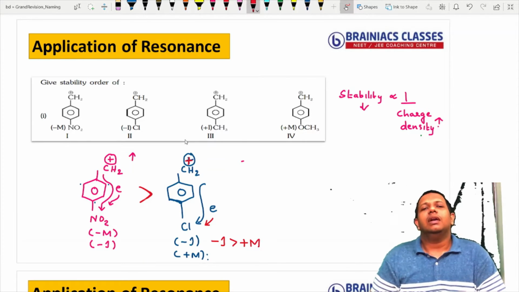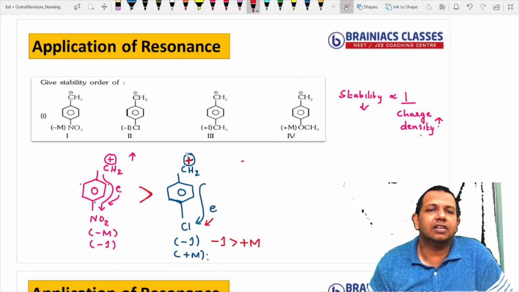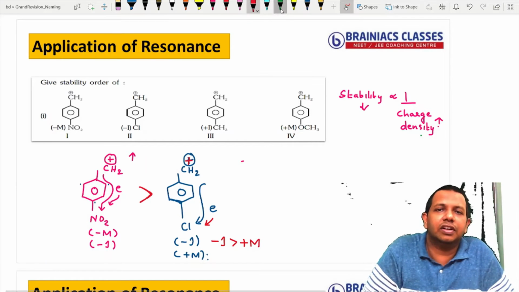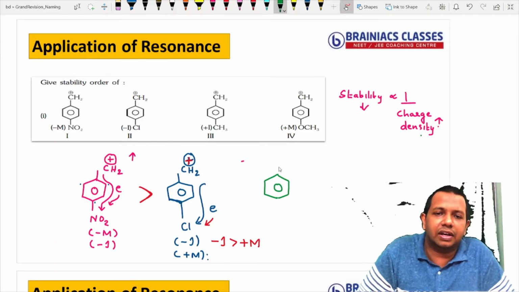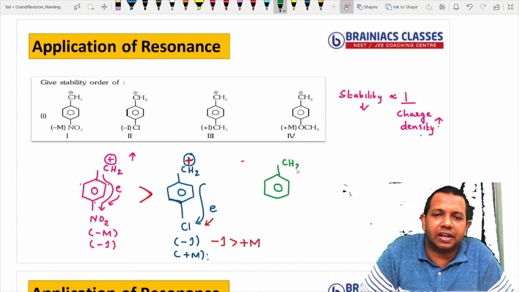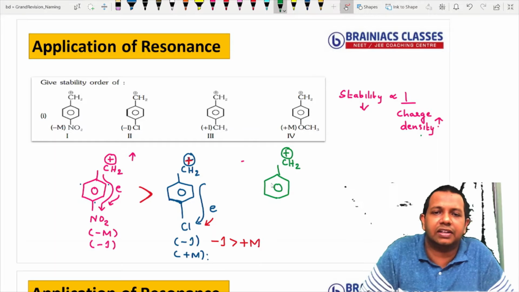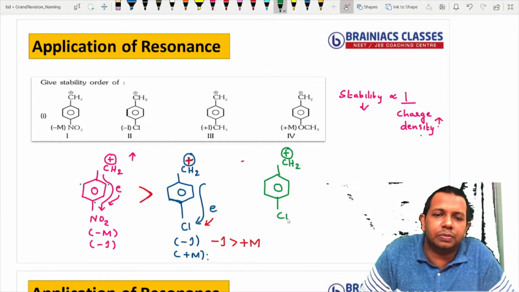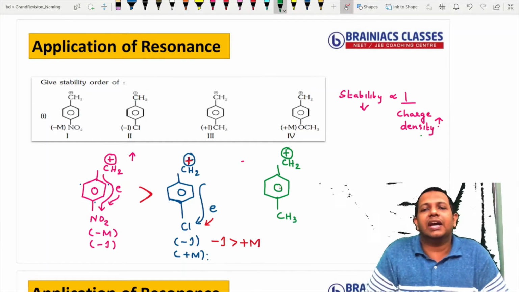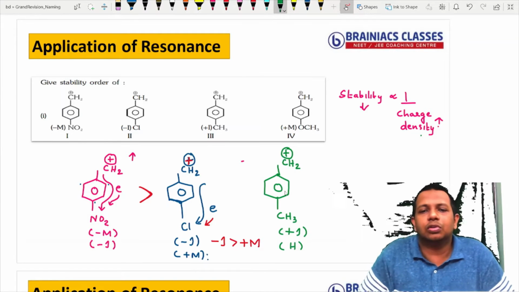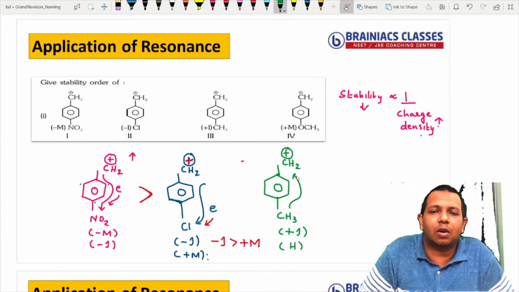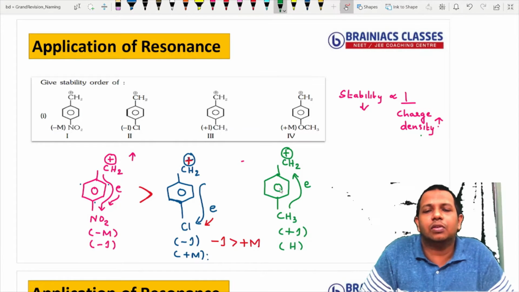Okay. Now let's take the third species. In the third species you can see again you have a benzene ring like this, and what is connected here? CH2 plus is connected, and there is a CH3 group here. Now I know that the CH3 group has what effect? Plus I effect, and it also has hyperconjugation. Through plus I effect it will donate electrons in this direction, making this compound stable.